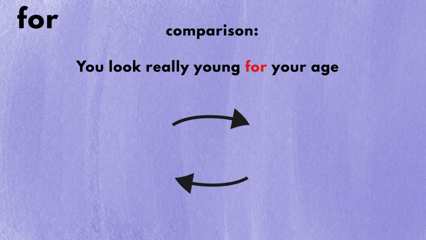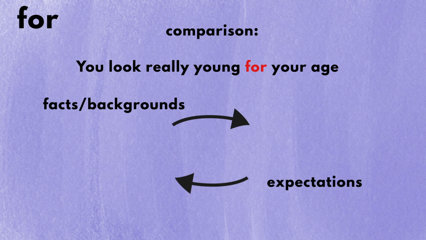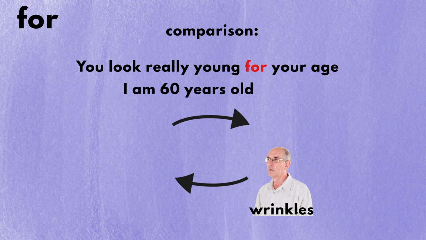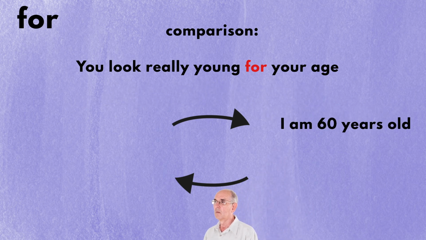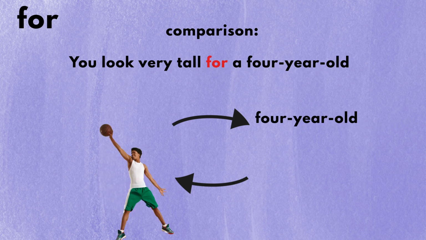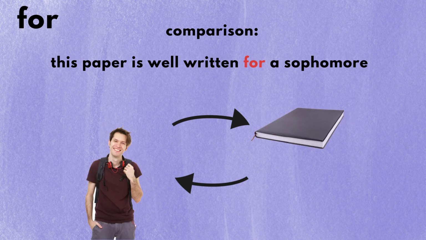This meaning is also derived from exchange because certain facts and backgrounds give people certain expectations, as in an exchange process. If I say I am 60 years old, it is going to give an expectation that I may have some wrinkles on my face. Anyway, similar expressions include "you look very tall for a 4-year-old," or "this paper is well written for a sophomore."